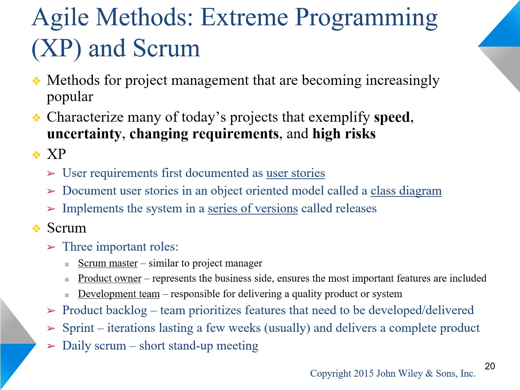Another Agile approach is Scrum. Under Scrum, there are three important roles: Scrum Master, Product Owner, and the Development Team. The Scrum Master is similar to the Project Manager, while the Product Owner represents the business side and ensures that the most important features are included in the product. The Development Team is responsible for delivering a quality product or system.